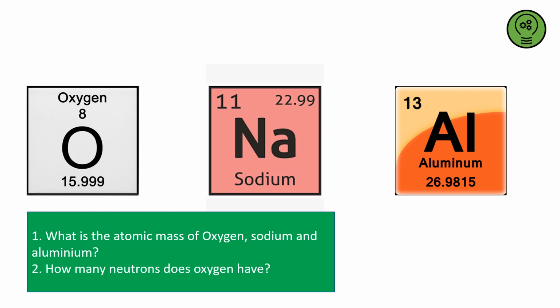Okay, so we're going to develop our understanding again. We are going to test the knowledge I've just taught you. This is slightly harder, so do pay attention, especially to question 2. So first of all, what is the atomic mass of oxygen, sodium and aluminium? And then, how many neutrons does the oxygen have? Pause the video please and have a go.